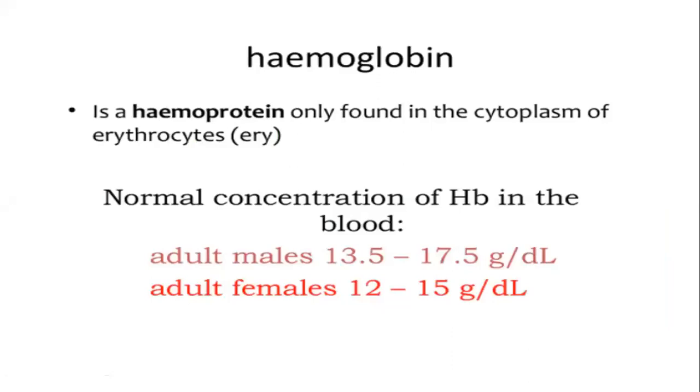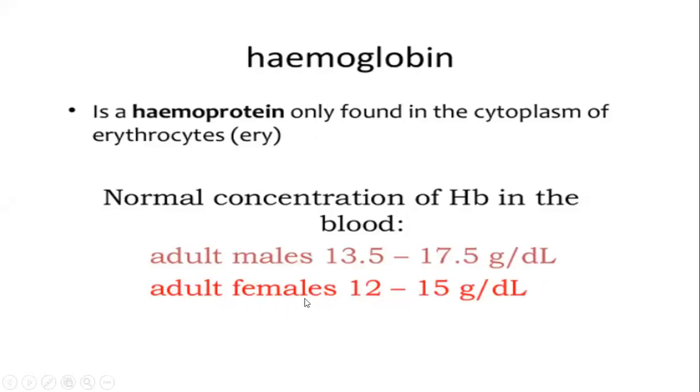Having said that then, so what is this hemoglobin? Hemoglobin is basically a hemoprotein. It's a type of protein that is only found in the cytoplasm of red blood cells. You'll not find hemoglobin in any other cell other than in the red blood cells or in the erythrocytes. And it appears in some amounts.